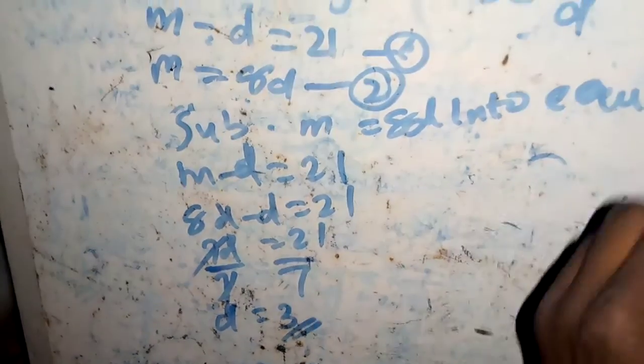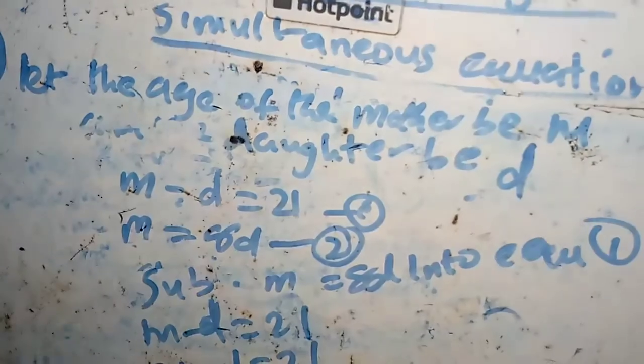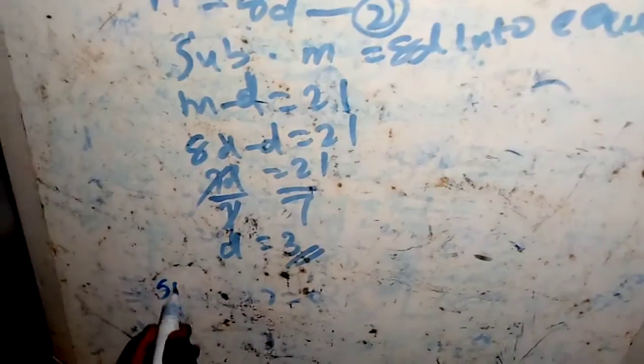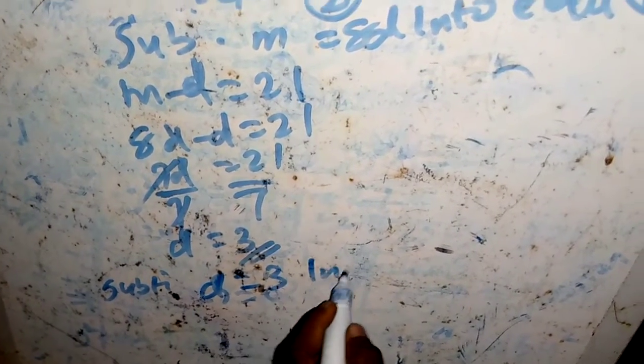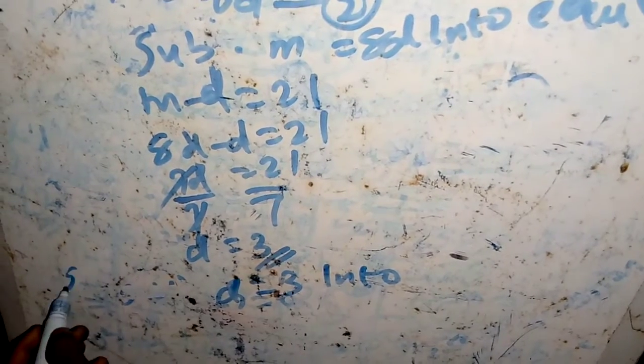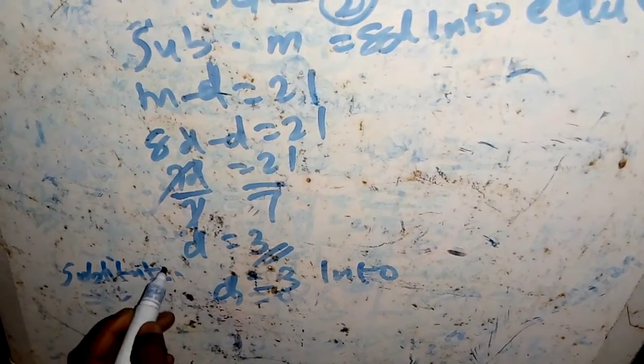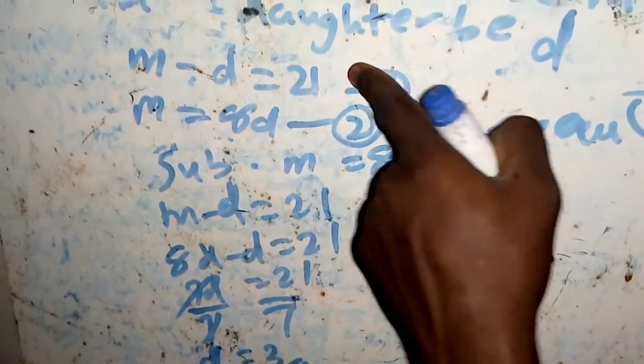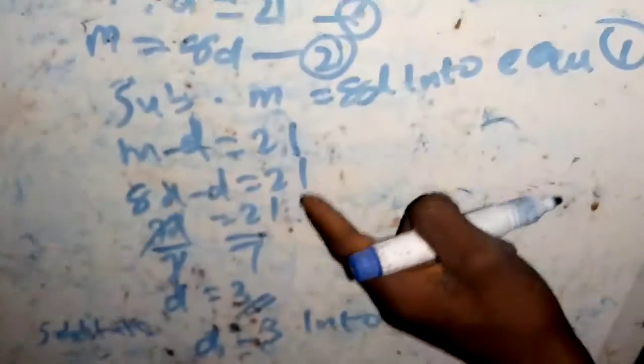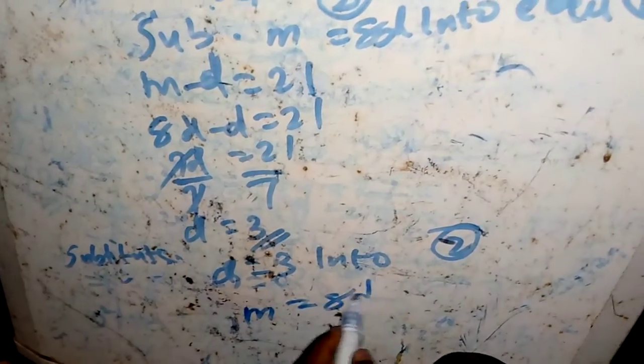The question says we should look for the sum of their ages, so we need to calculate the age of the mother. Substitute d equals 3 into equation 2. We've used equation 1 at this point, so we need to use equation 2 since we haven't used it. So m equals 8d. We substitute d equals 3, so to find the age of the mother, that's 8 times 3, m equals 24.